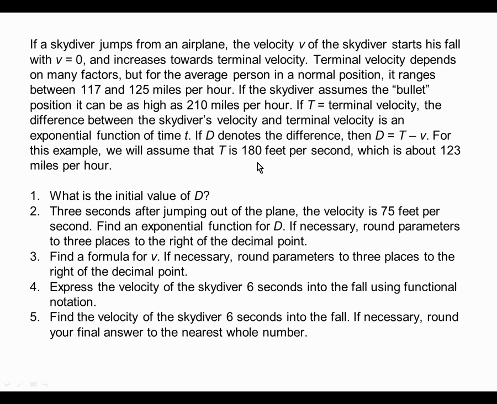So we're given terminal velocity capital T is 180, and we're told that when he jumps out of the plane, he starts with a velocity of 0. And then goes faster and faster from there.